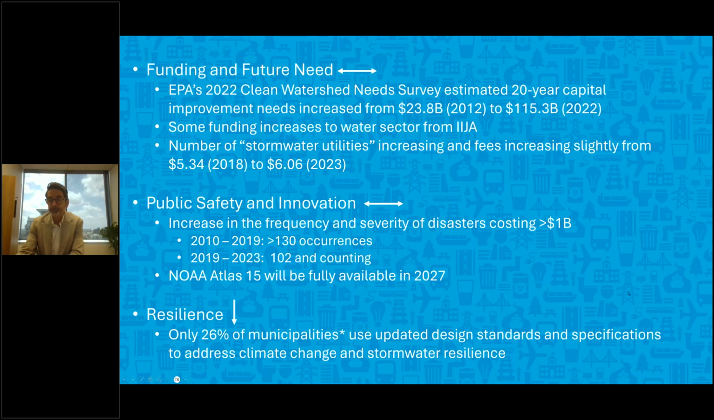The funding gap has partially been made up in the stormwater category here by fees charged by utilities, which are on the rise. In the public safety and innovation categories, we saw a sharp increase in the frequency of severe disasters, costing more than $1 billion. But conversely, on the innovation side, NOAA's Atlas 15 is being developed to update our nation's rainfall data nationwide and should be fully available in 2027. And finally, in the resilience category, we found that only 26% of municipalities use updated design standards and specifications to address climate change and stormwater resilience. So that's one category where we saw some slippage when compared to 2021.